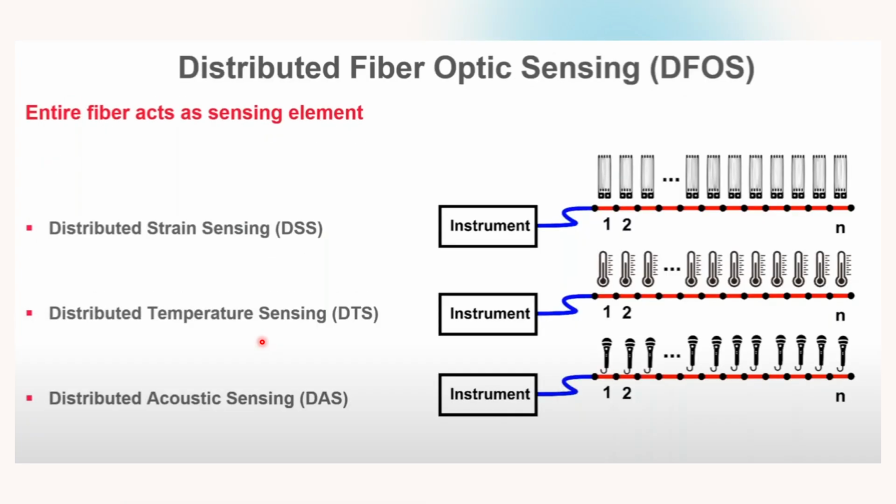The fiber distributed optical sensing is basically divided into three. One is distributed strain sensing, which is DSS. Then we have distributed temperature sensing, which is DTS. Then we have distributed acoustic sensing, which is DAS.